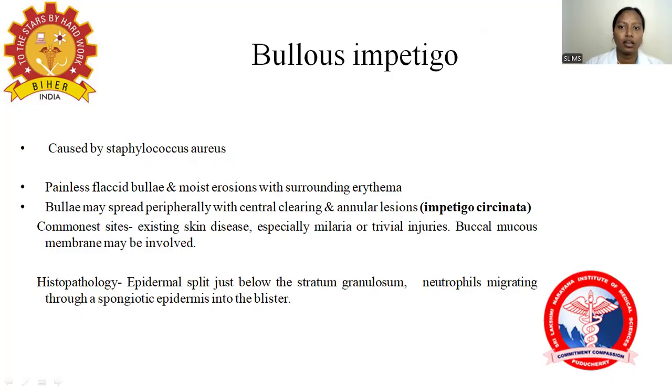The next thing is bullous impetigo, which is caused by Staphylococcus aureus. In this condition, we are going to see multiple flaccid bullae. It usually occurs in neonates. Usually a painless flaccid bulla with erosions occurs in the perianal area, in the mouth, and all over the body. As we told earlier, it is because of the exfoliative toxin, right? So you will find a split in histopathology at the epidermal level.